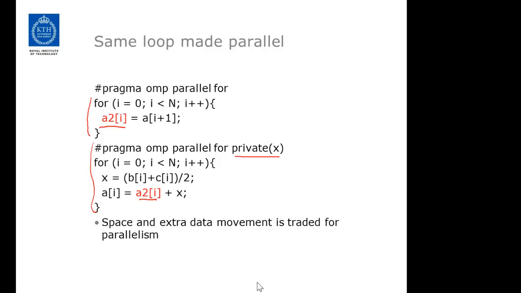Is this worthwhile doing? Well, it depends on how big the array is and how much time the calculation done here takes. But this is a case that you always have to consider. There's a trade-off between space, extra computation and extra data movement on one side, and parallelism on the other. And whether or not it's worthwhile depends on your for loop.